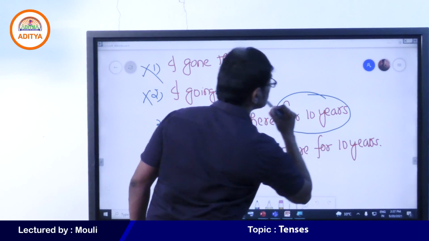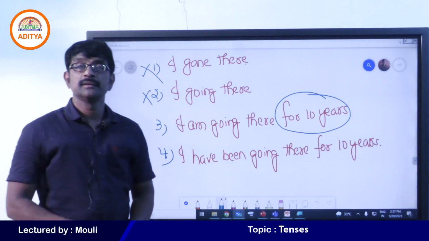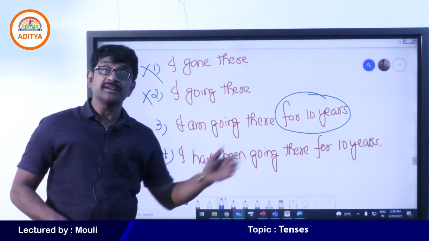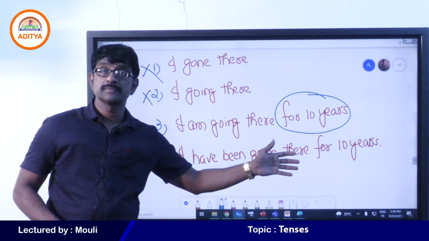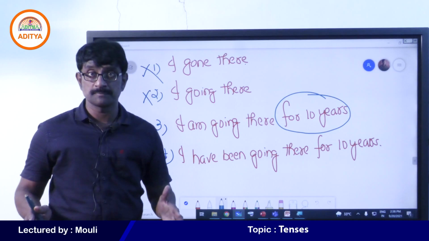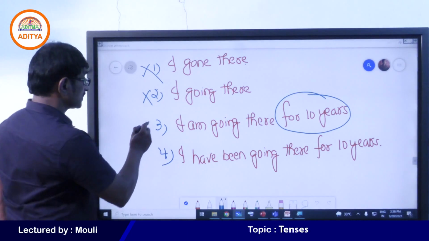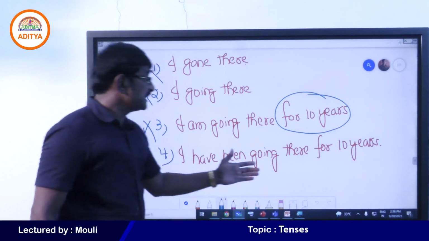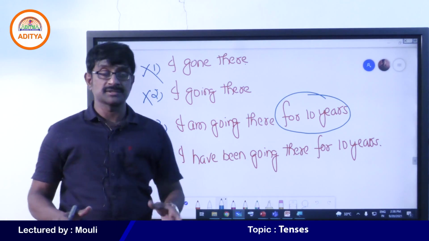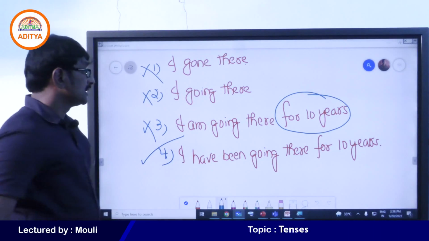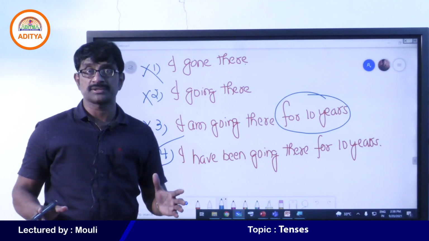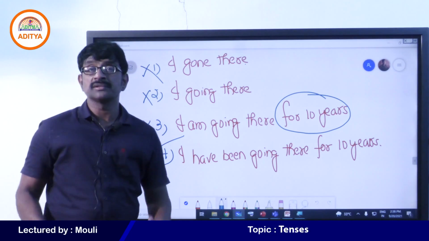You take now "for 10 years." You cannot write like this, because "am" and "for" are not matchable. Okay, so this is also a mistake. And the last one is "I have been going there for 10 years." This is the right answer. "I have been going there for 10 years" is the best among these four answers.